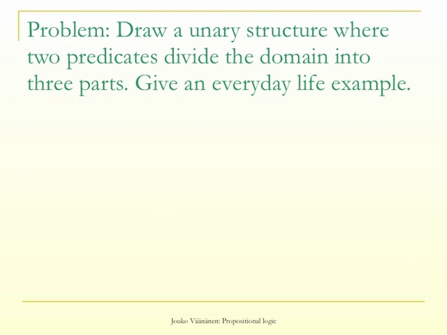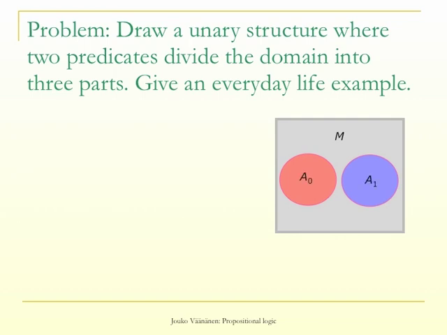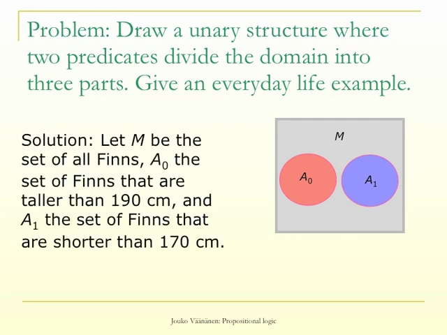Next problem. Draw a unary structure where two predicates divide the domain into three parts. Give an everyday life example. Solution. We let M be, for example, the set of all Finns, A0 the set of Finns that are taller than 190 centimeters, and A1 the set of Finns that are shorter than 170 centimeters.